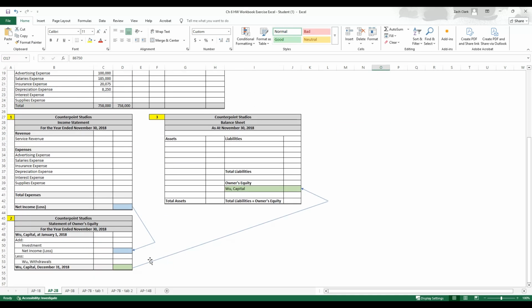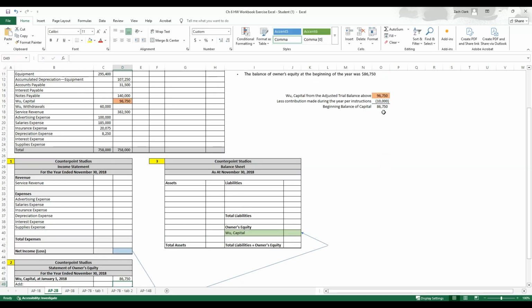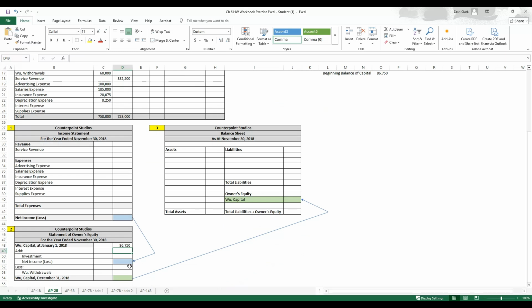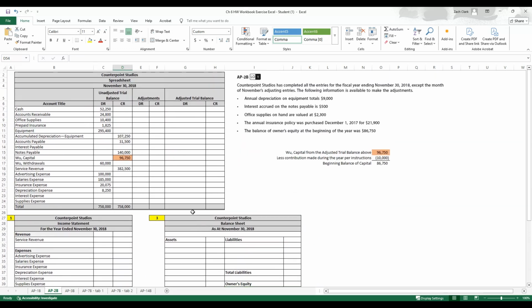And then we can do a similar thing like we did last time, just to bring in this beginning balance. And then I'll put in the contributions here as well, just so we have that ready to go once we start working on all of the financial statements. Okay, let's go ahead and put in the adjusting entries into our spreadsheet.